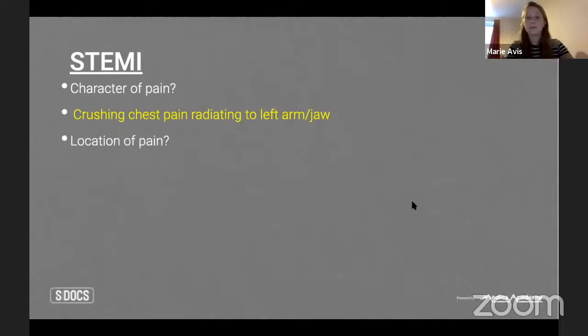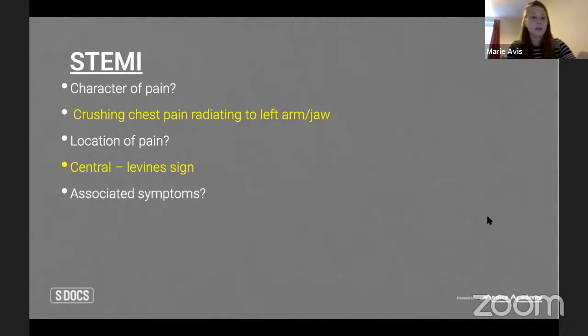The location of the pain. So I'm sure you all know, central. Usually people say, you know, it feels like someone sat right in the center of my chest. And there's actually a sign for this called Levine's sign, which is where patients, when you ask them where the pain is, put a fist over their sternum and say it's here. You know, it's right in the middle. And it's been shown that a lot of patients actually do that when they're having an MI.